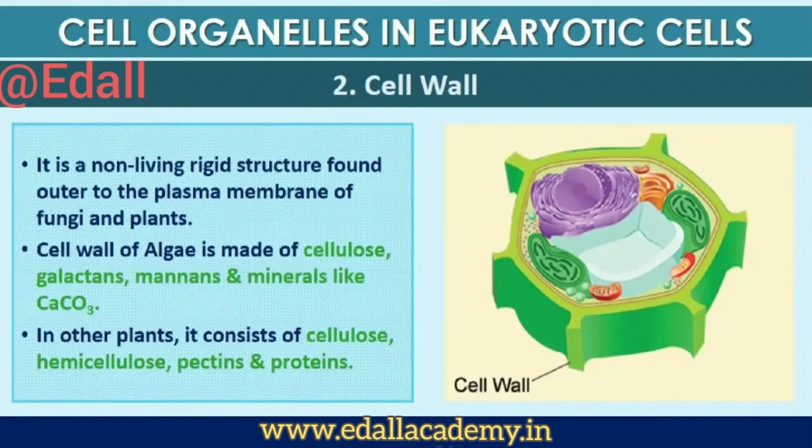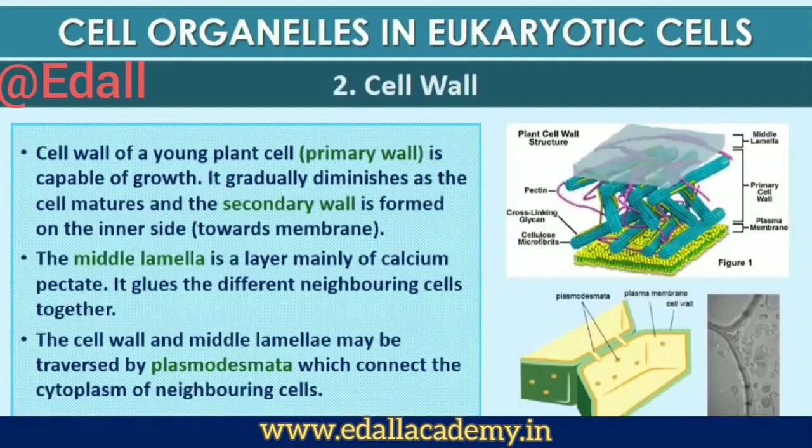Algae have a cell wall made of cellulose, galactans, mannans and minerals like calcium carbonate, while in other plants it consists of cellulose, hemicellulose, pectins and proteins. The cell wall of a young plant cell, the primary wall, is capable of growth, which gradually diminishes as the cell matures, and the secondary wall is formed on the inner side of the cell, towards the membrane. The middle lamella is a layer mainly of calcium pectate which holds or glues the different neighboring cells together. The cell wall and middle lamellae may be traversed by plasmodesmata, which connect the cytoplasm of neighboring cells.